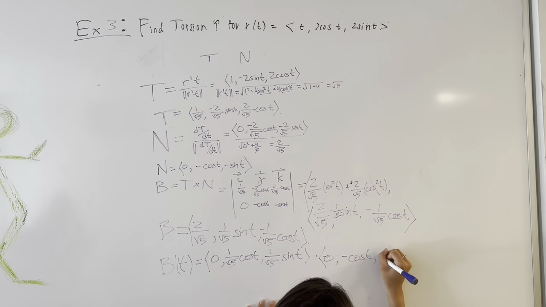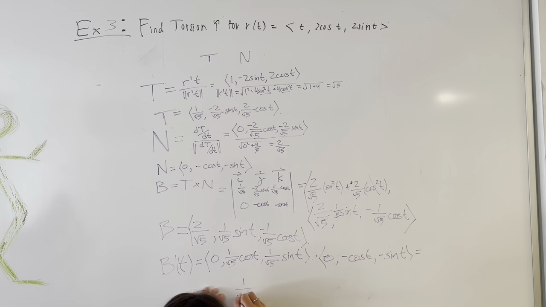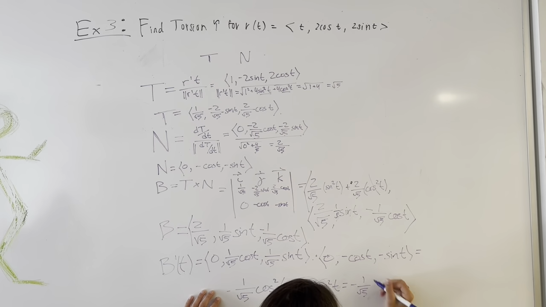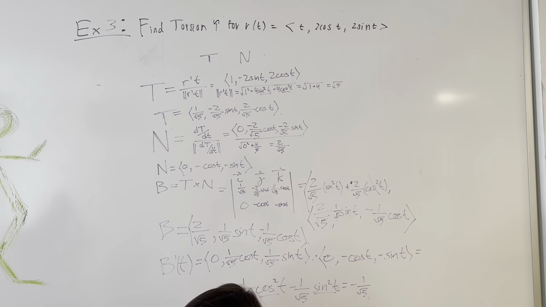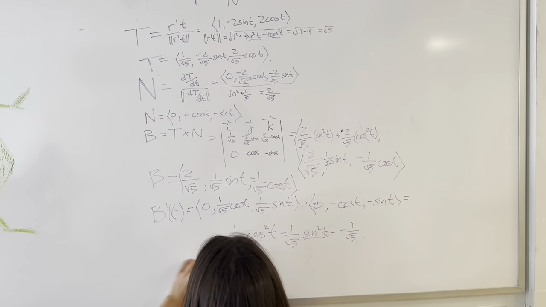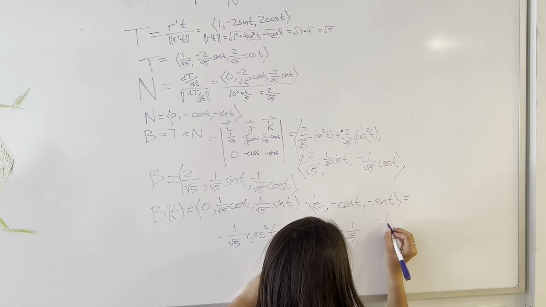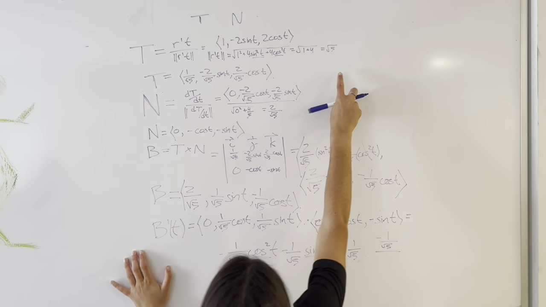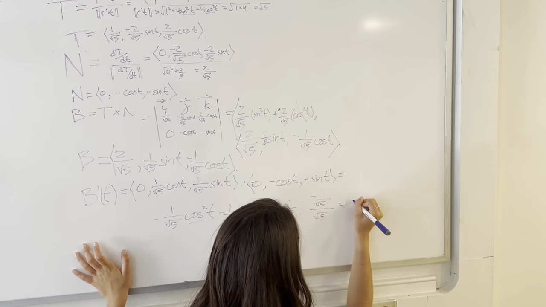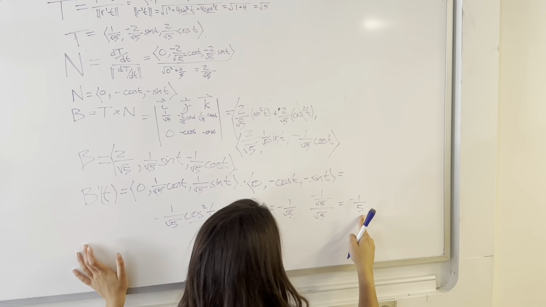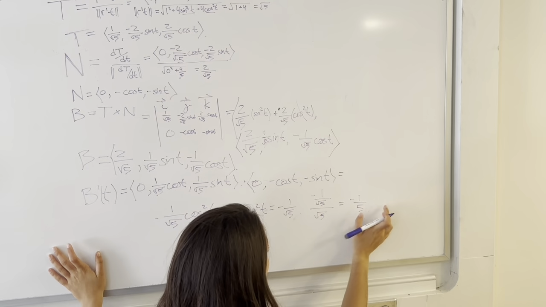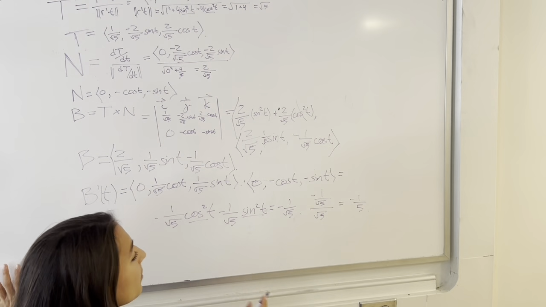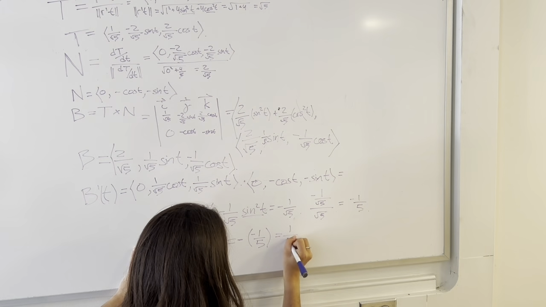When I dot two vectors, I should get a scalar product. These two terms factor out because of the trig identity, and I'm left with negative 1 over root 5. Now I'm going to divide that by the magnitude of r prime, which I found above is going to be root 5. That is the answer for dB over ds dot N. And the last thing I do is take the negative because of the formula for tau, torsion, equal to 1 over 5.